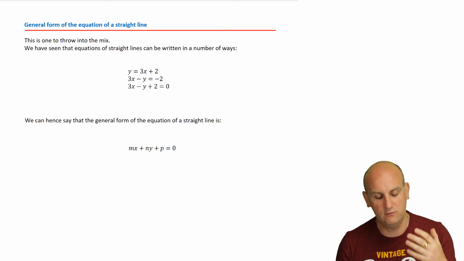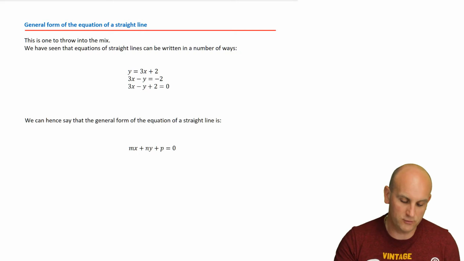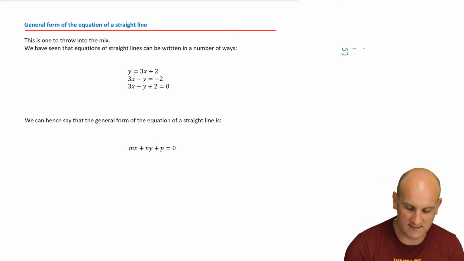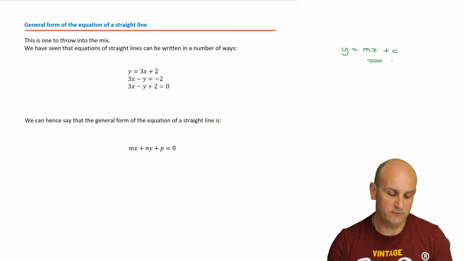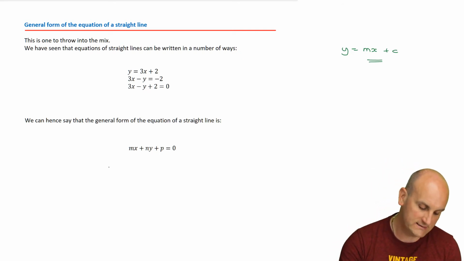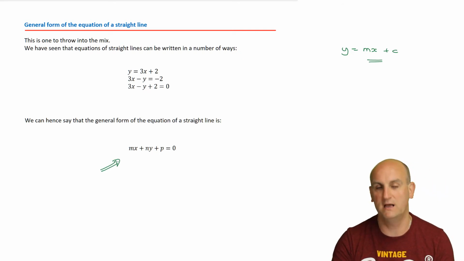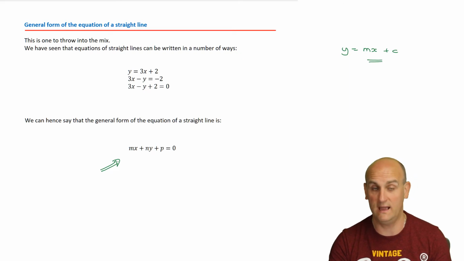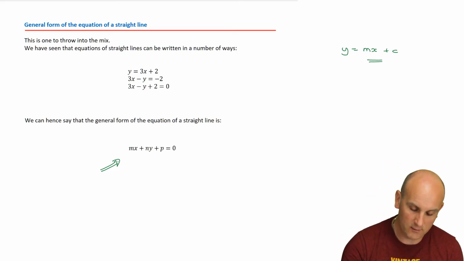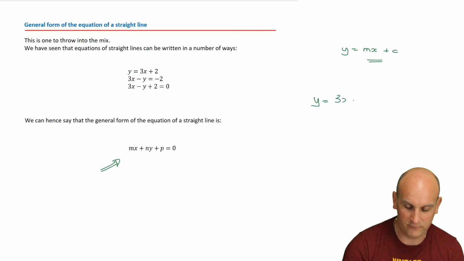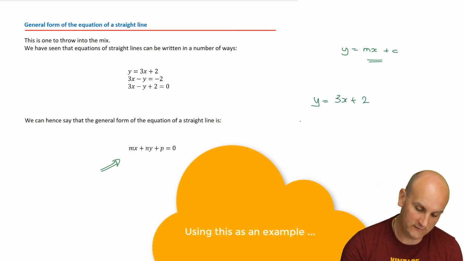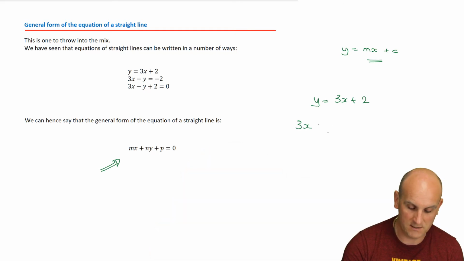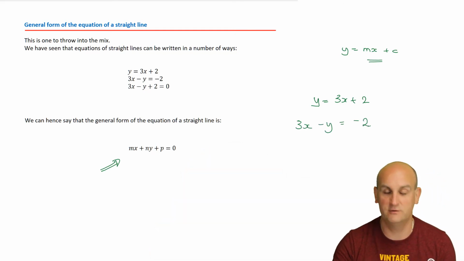Now finally, the general form of the equation of a straight line. You thought it was y is equal to mx plus c. That is the equation of a straight line, but the general form is written like this: mx plus ny plus p equals 0. And you're going to say, whoa, how? Well, we know that we have y equals 3x plus 2. There is my equation of a straight line, which we can write in intercept form as 3x minus y is equal to minus 2. So just moving things around there, exactly the same equation.